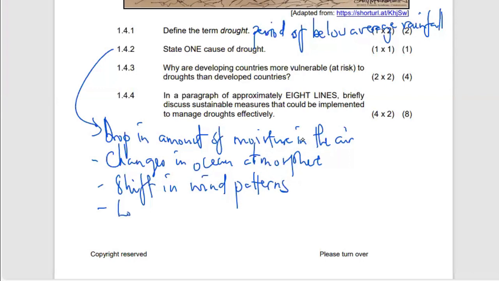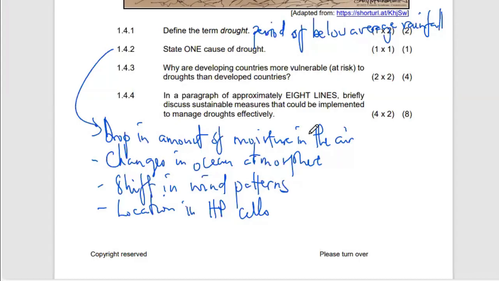Then we can also look at locations of the high pressure cell. For example, places in South Africa are mainly in the subtropical high pressure cell, where we have problems of sinking air. And sinking air, remember, creates clear cloudless conditions that are less likely to result in any form of precipitation. So we have drought conditions because we are located in the zone of high pressure cells where the air is sinking. Those are some of the aspects that we can highlight as the causes of drought.